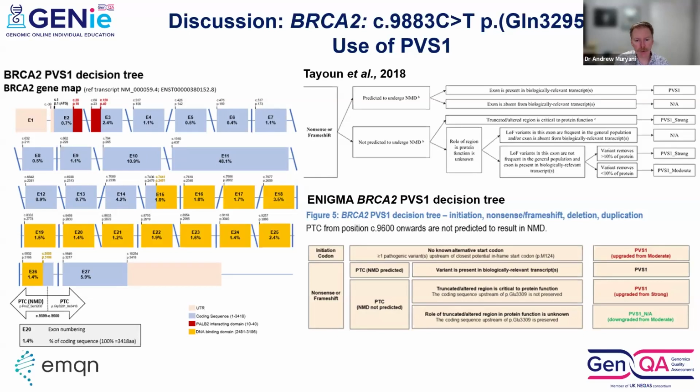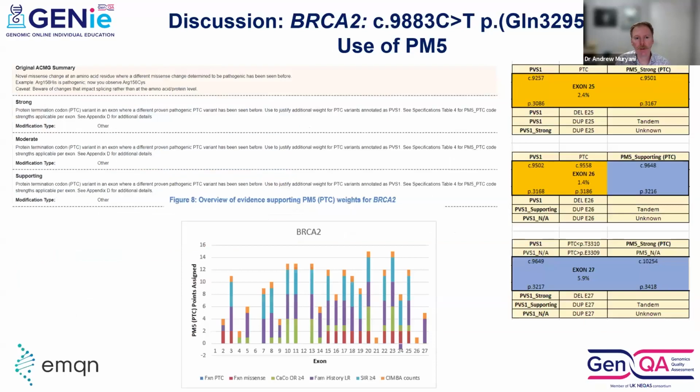However, the ENIGMA guidelines have their own decision tree for PVS1, and they've actually upgraded the strength of the variants that occur upstream of amino acid 3309 to very strong. So with this variant, even though it's not expected to undergo nonsense-mediated decay, you could actually use PVS1 as very strong. Next slide, please.